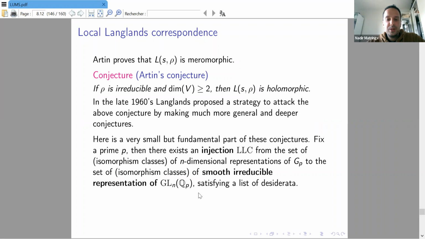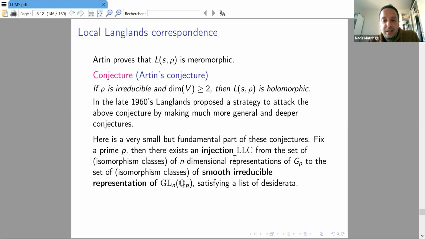A representation of a group is a linear action of this group on a complex vector space. And to say that it is smooth, in fact, means continuous. It's the same thing. You have some topology on GLN of QP inherited from that on QP, which is very strange. And you're looking at continuous representations of this group on vector spaces. And the thing is that smooth irreducible representations, as opposed to Galois representations, are most of the time infinite dimensional. The only ones which are not infinite dimensional for GLN of QP are those of dimension 1. All the others are infinite dimensional, though they are still irreducible.